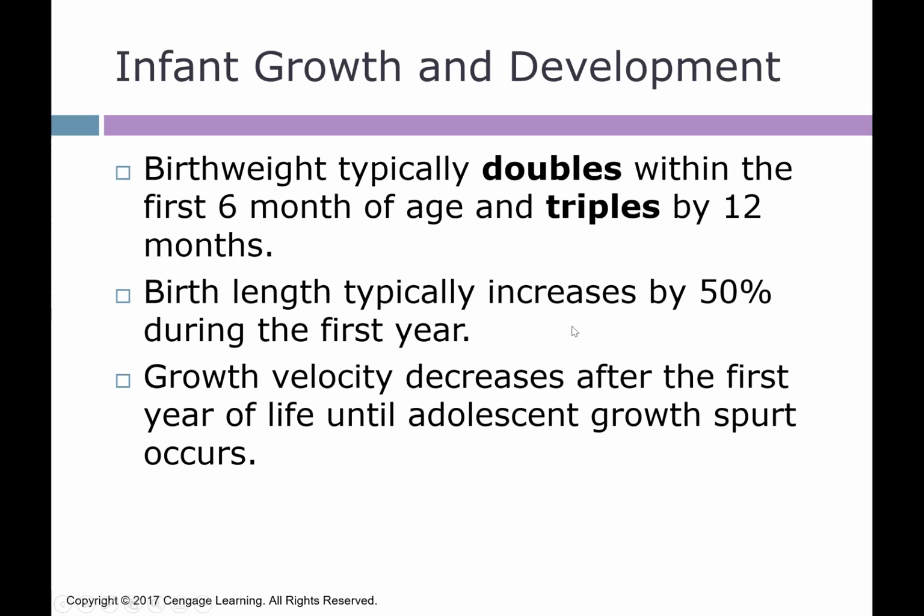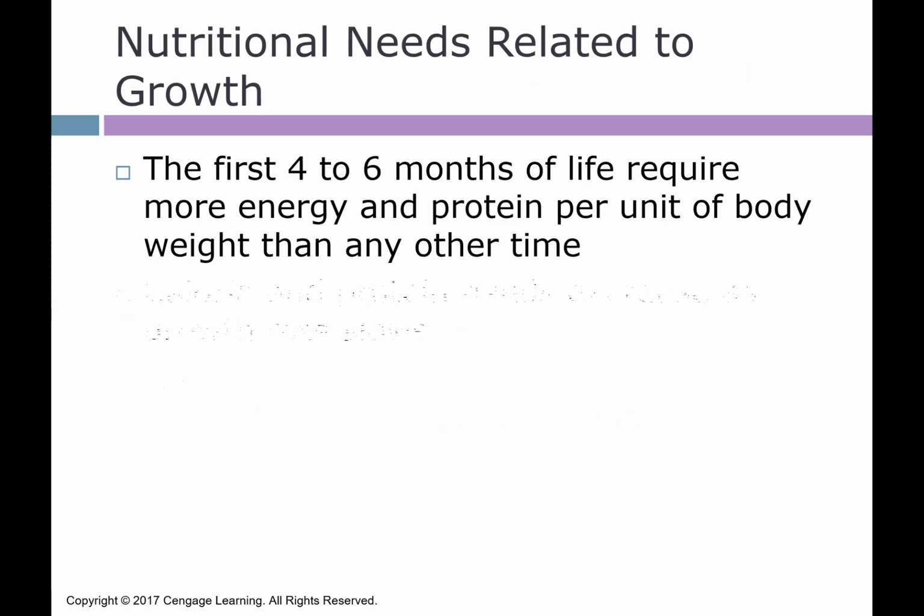Birth length typically increases by 50% during the first year. After the first year, growth velocity decreases until they reach the huge adolescent growth spurt. It doesn't mean they're not growing, they are. They're just growing at a more constant rate without the sharp linear increase. So we really see these drastic growth spurts during infancy and then again in adolescence.